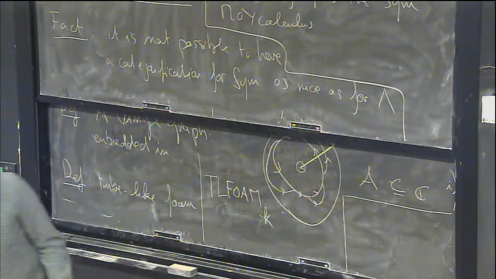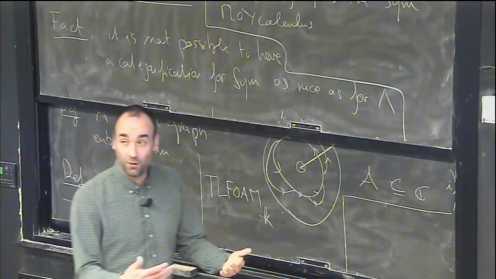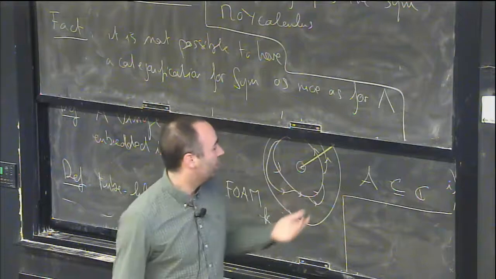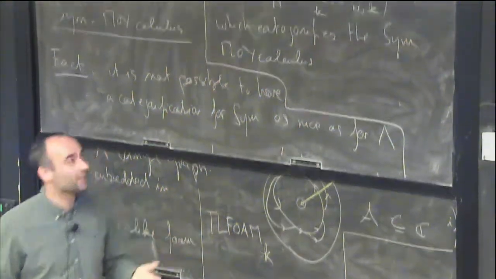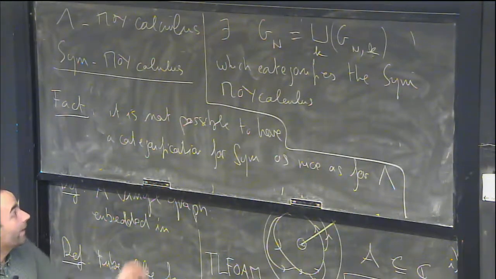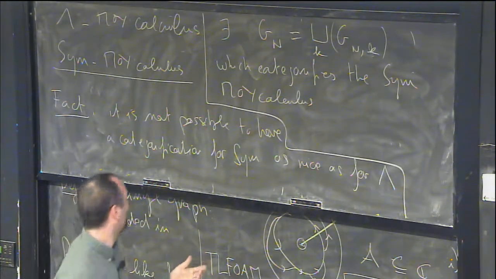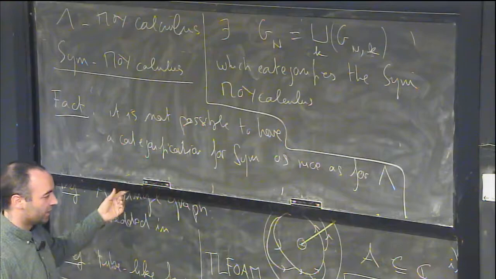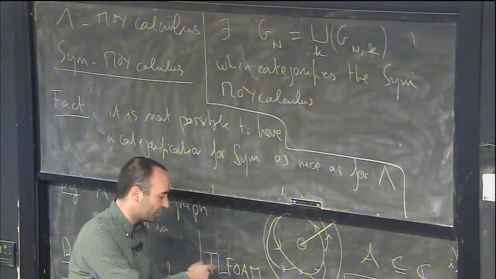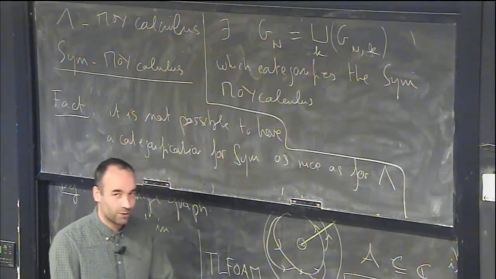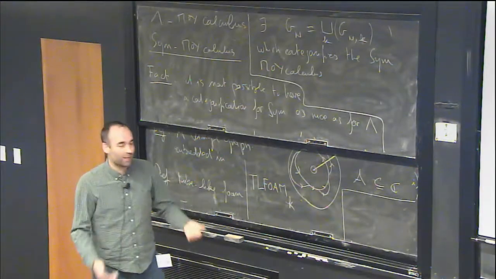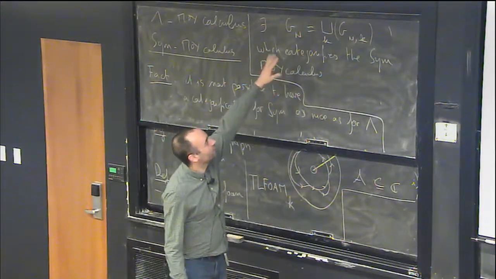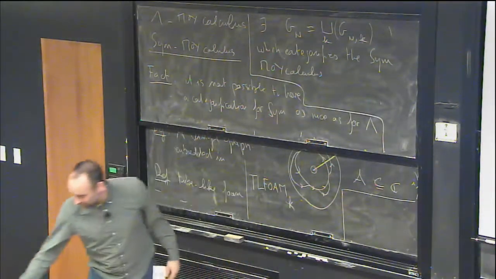In order to build such a functor, actually, we reuse the tau we had before, but there is a kind of level rank duality here. For the tube-like foams of level K, we use the GL_K. So you have to put N equal to K somewhere, and then you recover the N somewhere else. I can't really explain this.